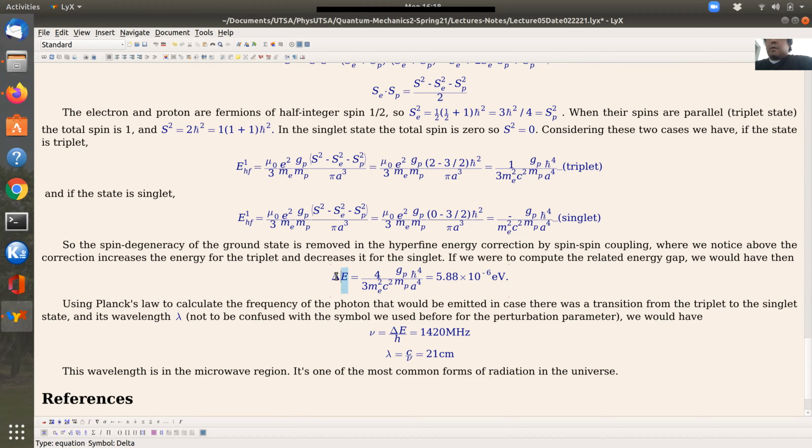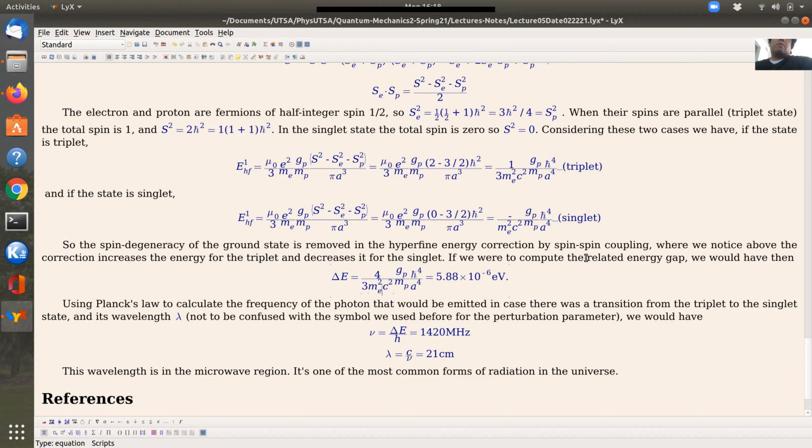And this gap, if you call it delta E, is obtained by the difference, where you have minus minus, which is a plus. So you add it and you'll have this formula. Introducing a 3 in both numerator and denominator, you'll have the 4/3 appearing over here. And this is of the order of 10 to the minus 6 electron volts.